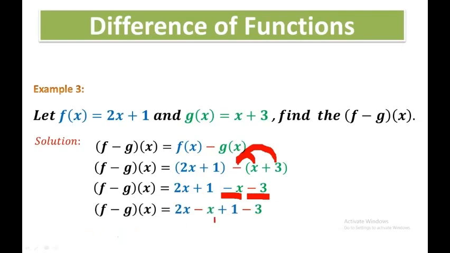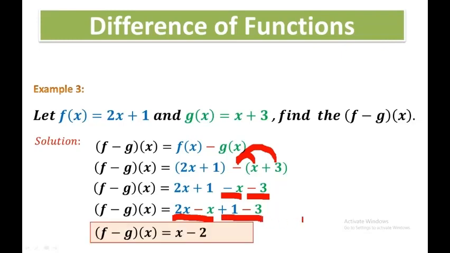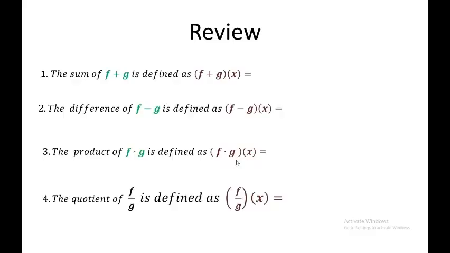Okay, now let's combine like terms. We have 2x and negative x here. We can combine them because they are like terms. Now we also have positive 1 and negative 3. That is equivalent to 2x minus x, which is equal to x. Then 1 minus 3 is negative 2. So this is now the difference of the two functions, the f of x and g of x.